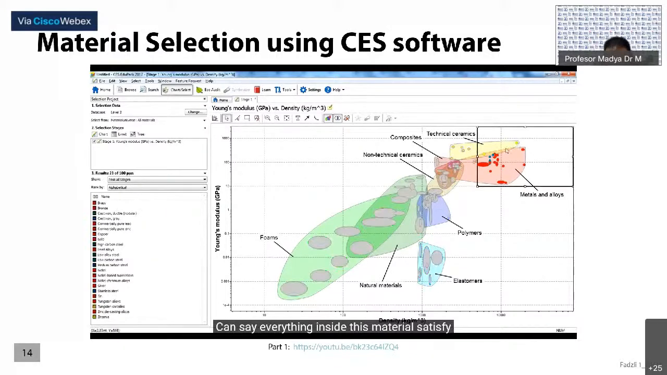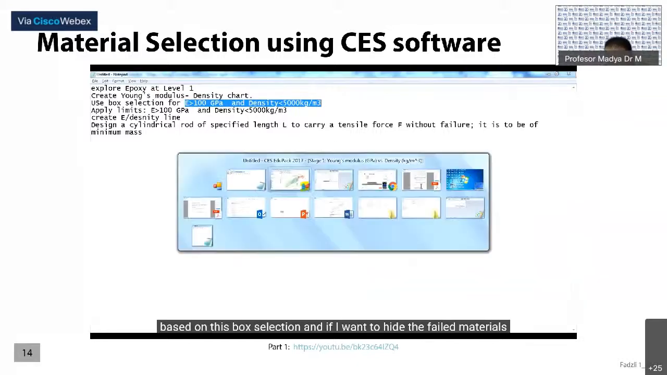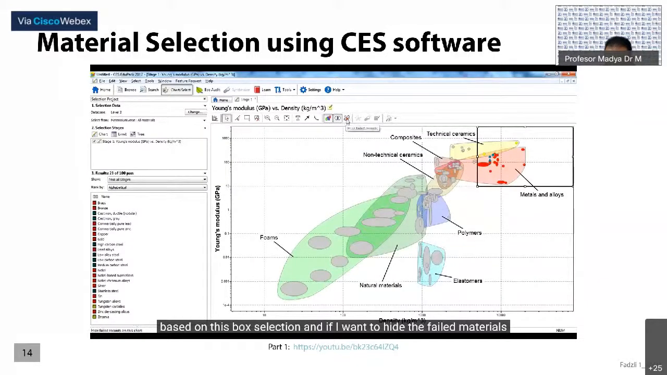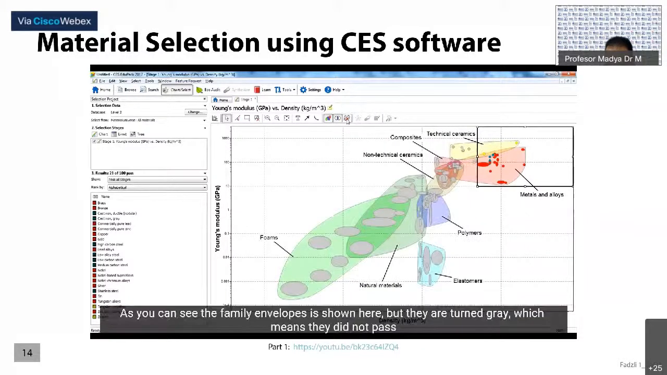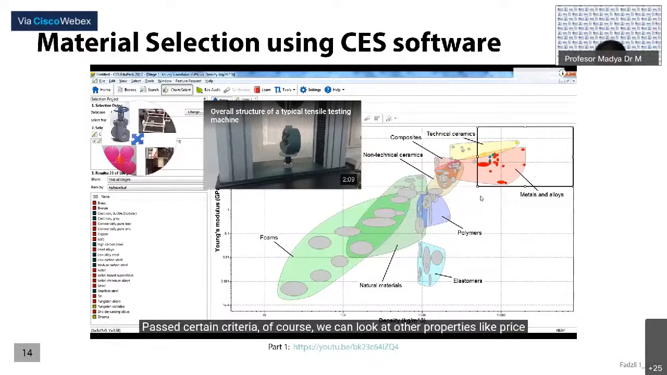I can say everything inside this box satisfies this condition, the limits that we just defined based on this box selection. And if I want to hide the failed materials, I can click this one and they are all gone. As you can see, the family envelopes are shown here, but they are turned gray, which means they did not pass these limits. So that's one way of adding limits and a step to find our desired material that has passed certain criteria. Of course, we can look at other properties like price.